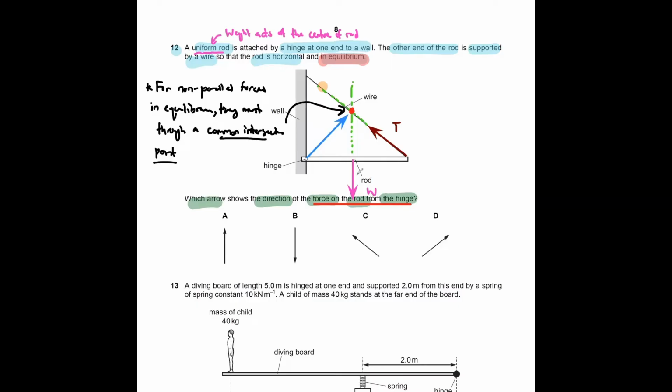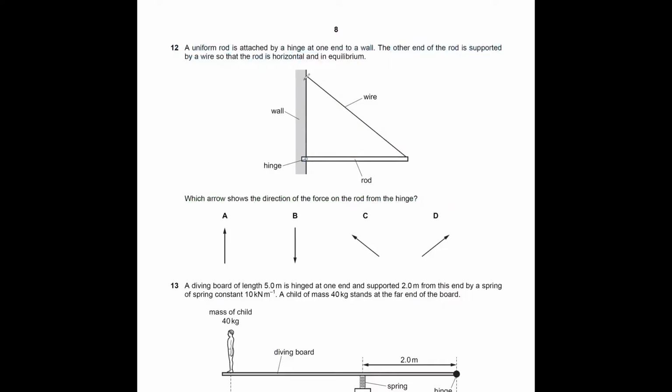So all the forces that are drawn on the diagram here must pass through this point. The force from the hinge on the rod, this blue colored arrow here, must pass through this point. So your answer here will actually be D. The rest of the answers would not be correct. Okay, so that's for 12. Then you move on to question 13.